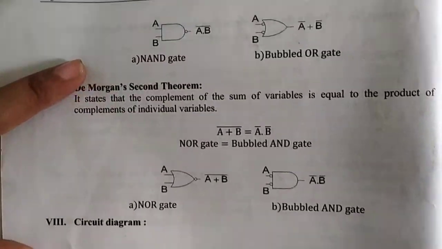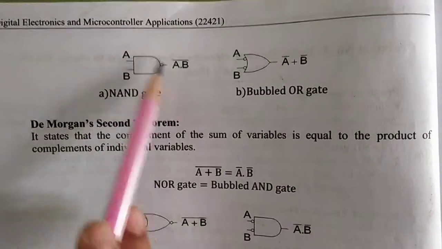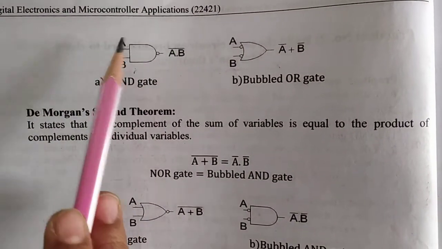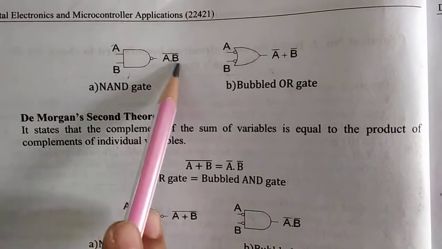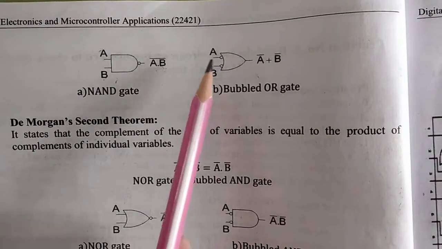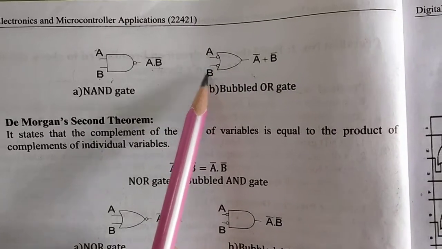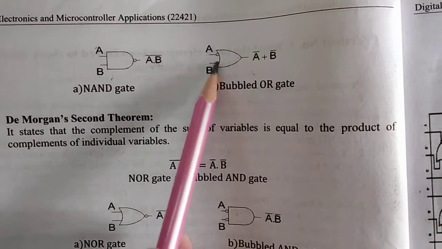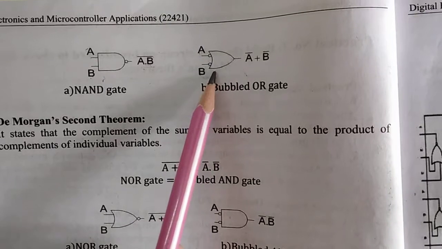Second, this is the symbolic representation for the NAND gate. There are two inputs A, B, and the output will be A dot B whole bar. Then the bubbled OR gate: here we use the NOT gate after A and B, and then it is combined with the OR gate.